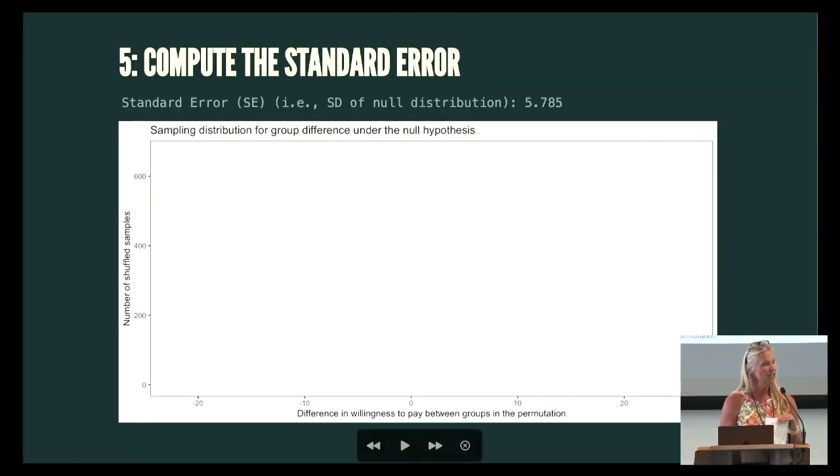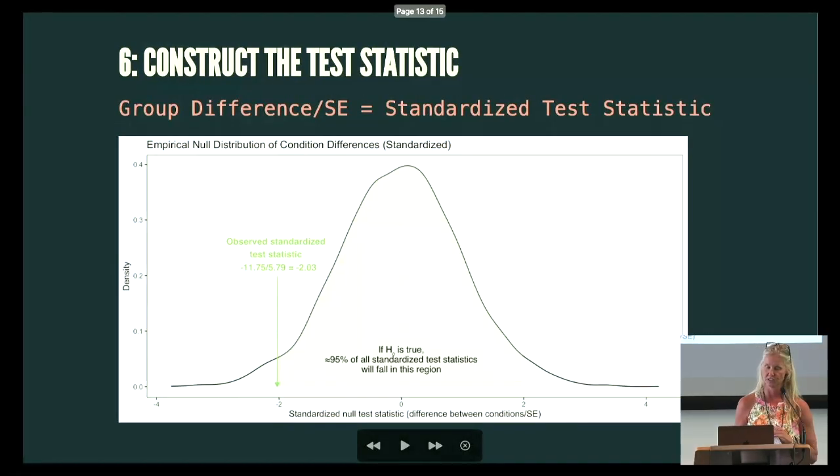The students also then used those 5,000 differences to compute the standard deviation, and that gives the standard error, the expectation for how much variability we would see based on the null distribution, if the null distribution were true. And then they take the observed group difference, divide it by the standard error. This gives them the standardized test statistic. That's overlaid onto this null distribution so that they can see just how unusual their result is.